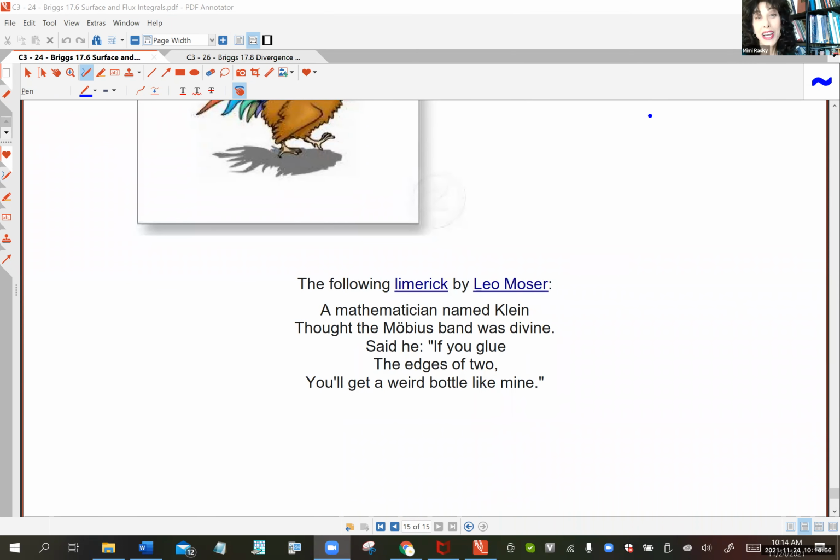And then the Klein bottle, which is the 3D analog to a Möbius strip. The Klein bottle does not have two distinct surfaces, these two distinct sides, if you will. So there's the following limerick. A mathematician named Klein thought the Möbius band was divine. Said he, if you glue the edges of two, you'll get a weird bottle like mine. Yay! And that's the Klein bottle.